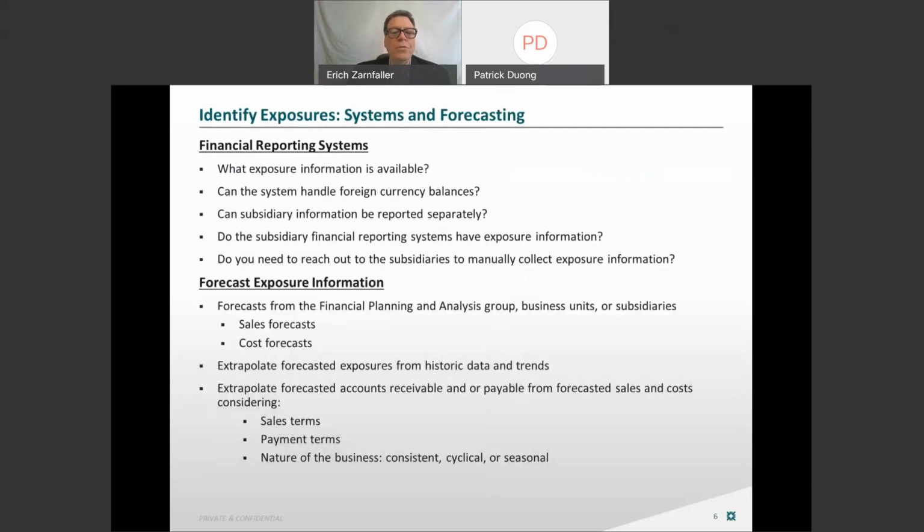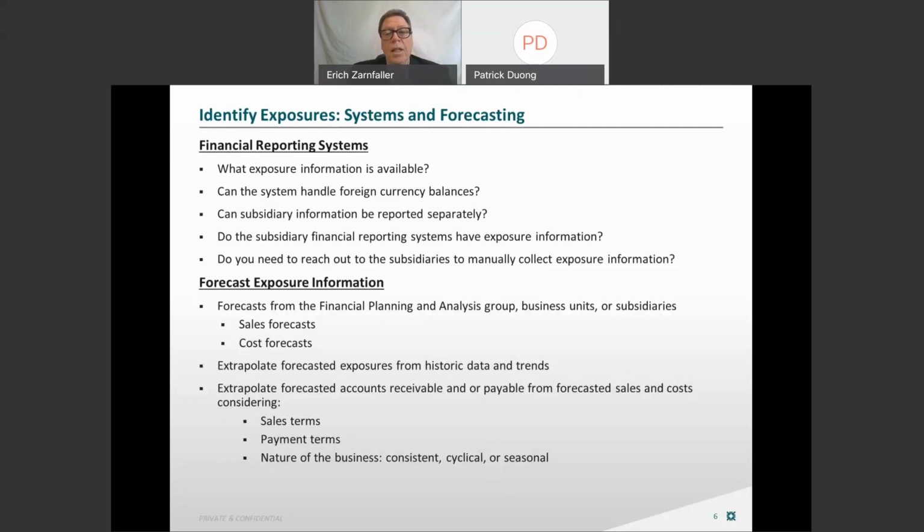You can ask, what information is available? Can exposures be found by currency or in the local currency amounts? Can subsidiary information be reported separately? Do the subsidiary systems have the exposure information in detail? Or does Treasury need to reach out to subsidiaries to gather this information manually, which is not an uncommon practice.